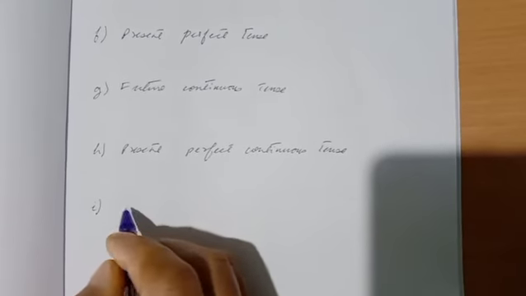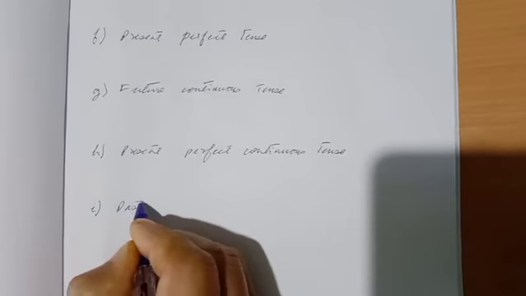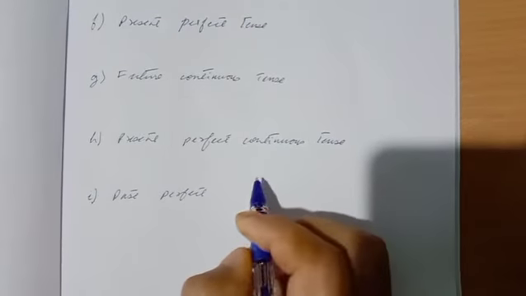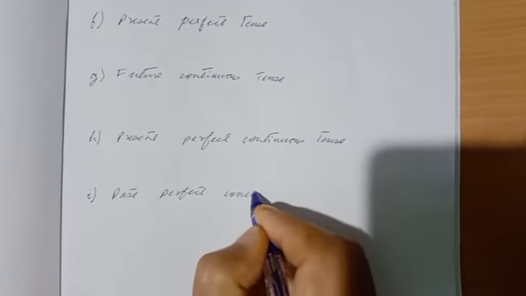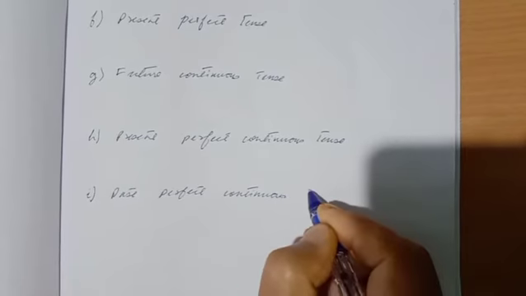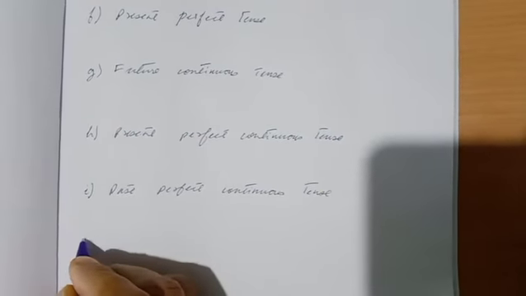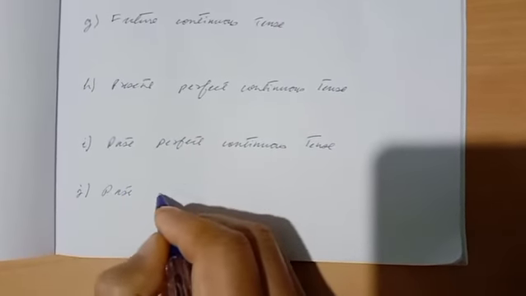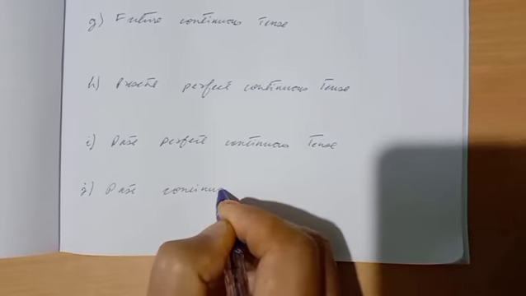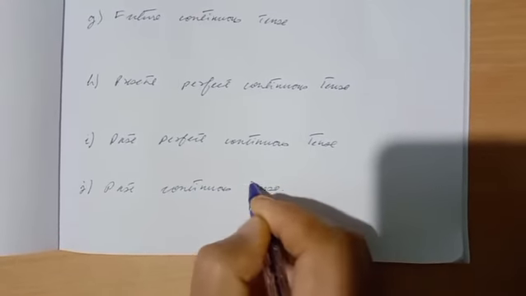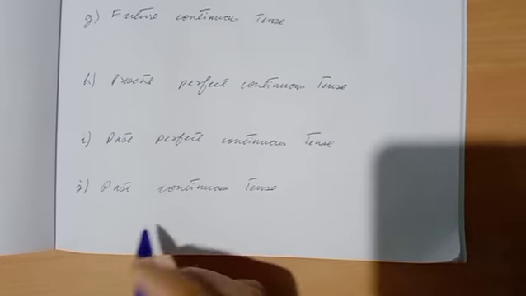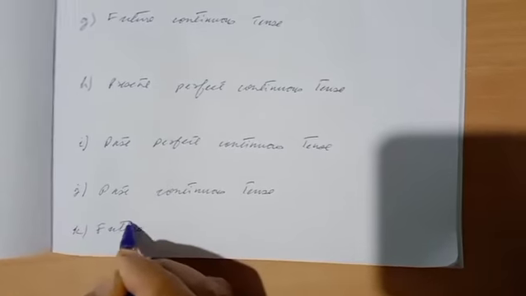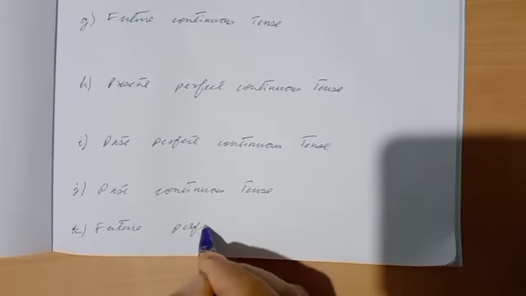Next one is past perfect continuous tense. Next, past continuous tense. Then comes future perfect tense. Future perfect tense.